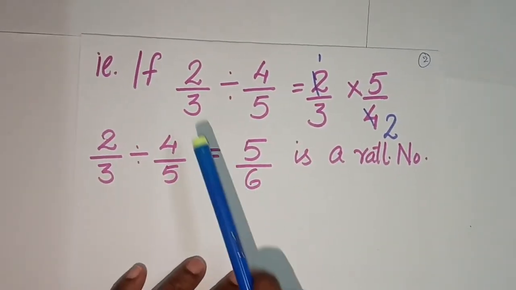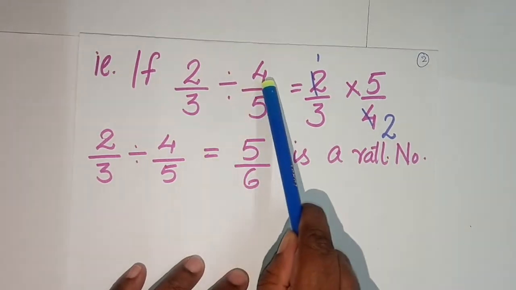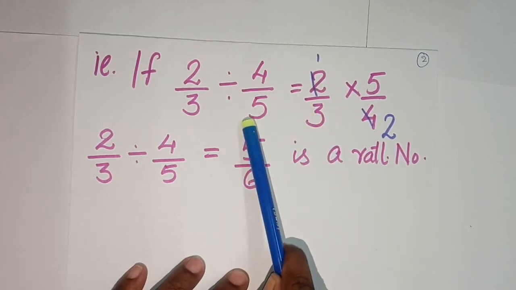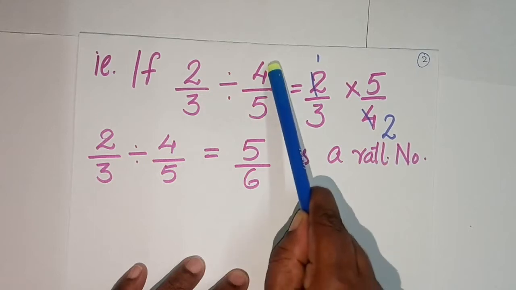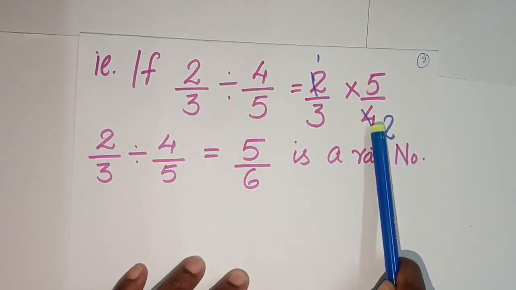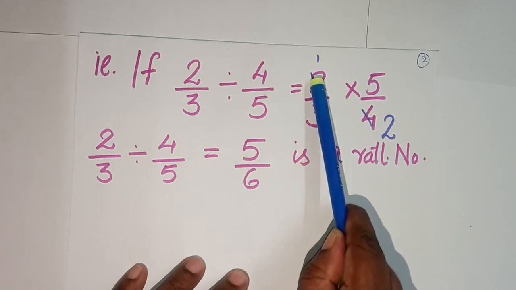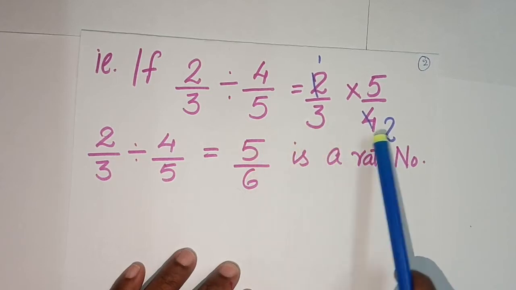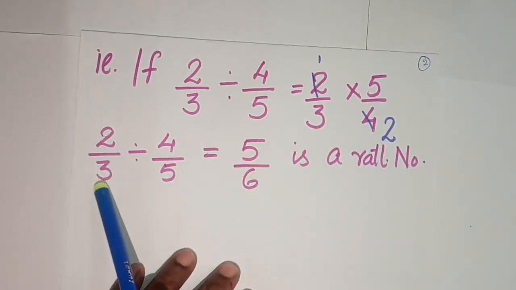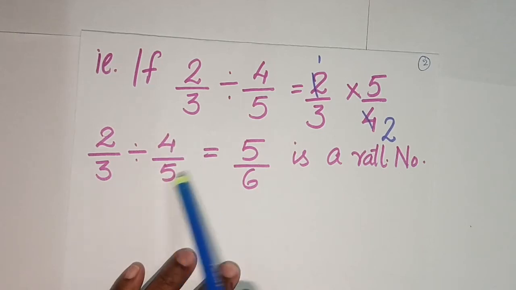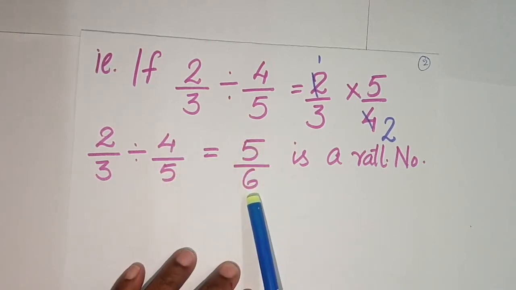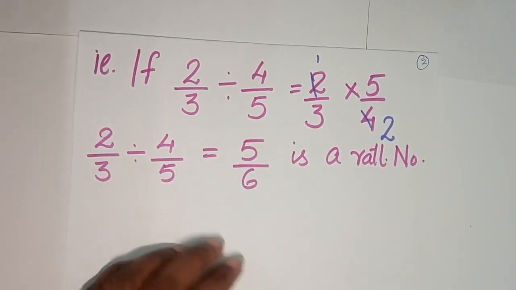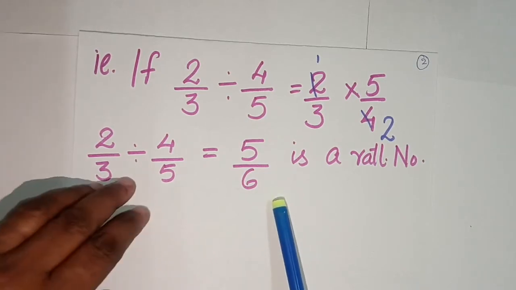For example, if 2 upon 3 is divided by 4 upon 5, that is, 2 upon 3 is multiplied by the reciprocal of 4 upon 5, which is equal to 5 upon 4. When you do cancellation, what do you get? 2 twos are 4, so the answer is 5 upon 3 twos are 6. So when you divide 2 upon 3 by 4 upon 5, you get the answer 5 upon 6. So here, if these two are rational numbers, then this is also a rational number. This is closure property of division.